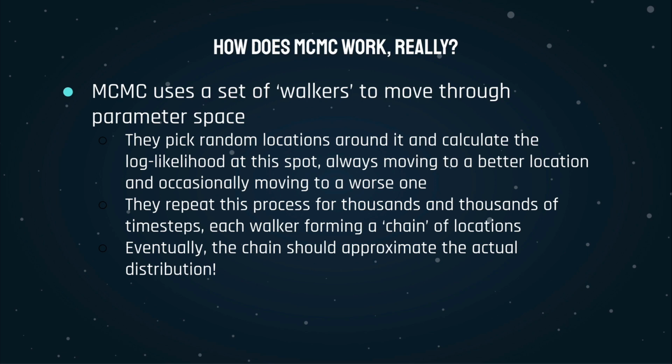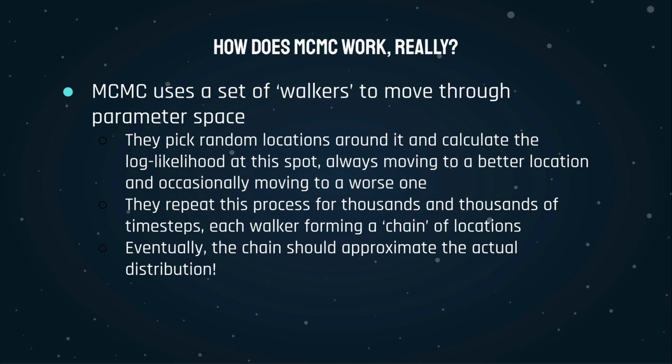Then, each walker checks how much better a fit that location is, done by calculating what's called the log likelihood. Essentially, the logarithm of the likelihood that your model will spit out the observed data. And we'll get into that more in a minute. And because we're using a logarithm here, a higher log likelihood means that our model is more likely to spit out the observed data, essentially meaning our data is a better fit to the model.